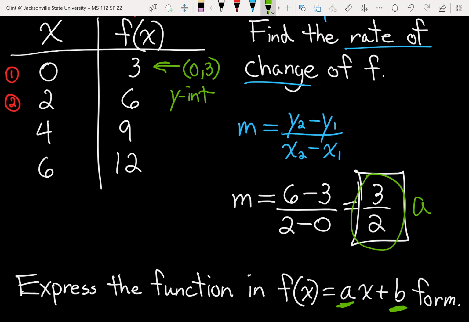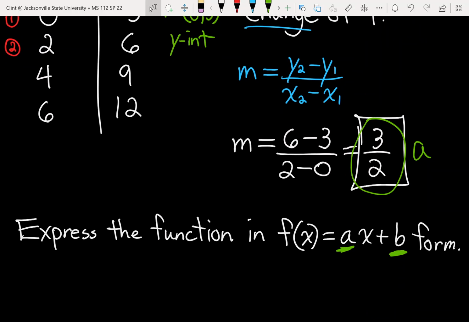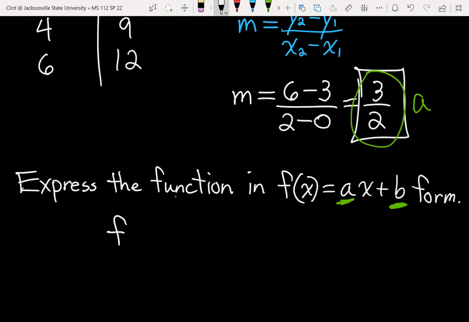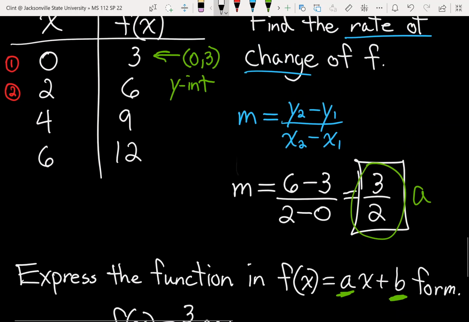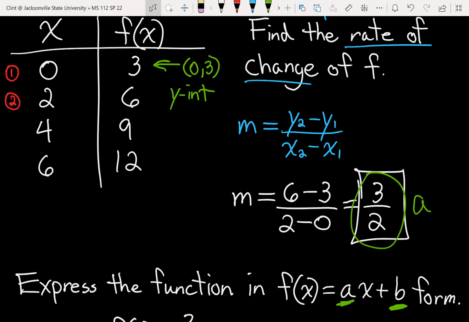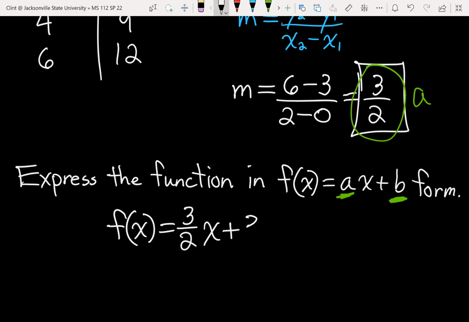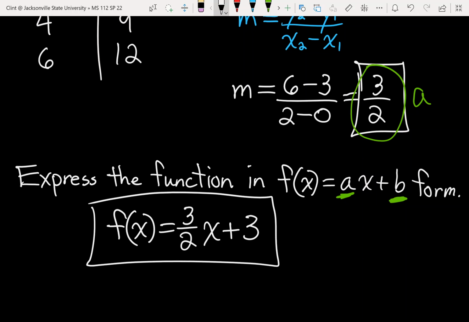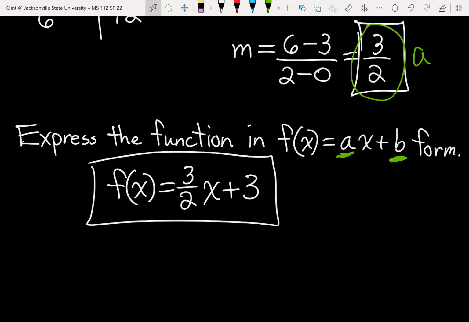So if we want to write down the equation, we already have the slope or the rate of change, so our function for this one would be 3 over 2x plus 3. That's all. So we have to find the slope or the rate of change, and then figure out which point on the list is our y-intercept. It's the one where our x coordinate is 0, and then we can plug in.